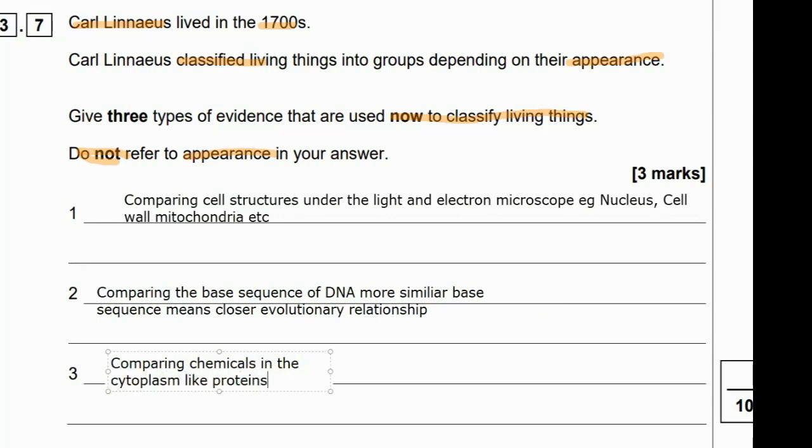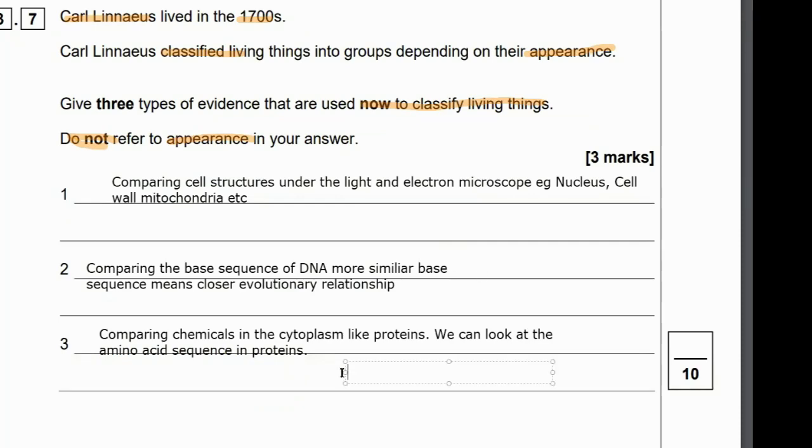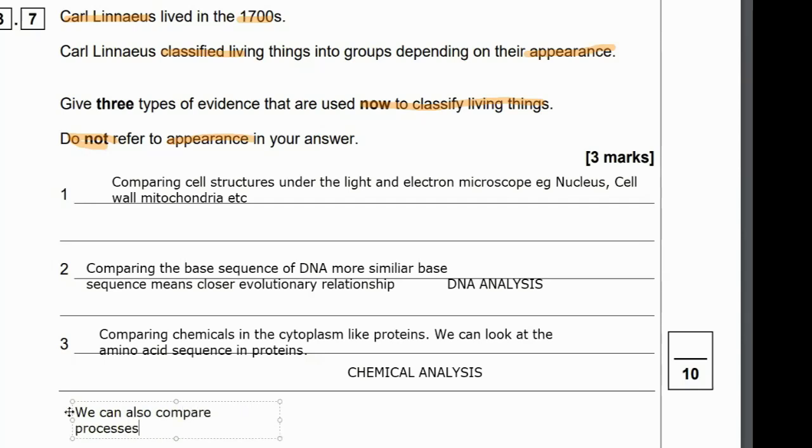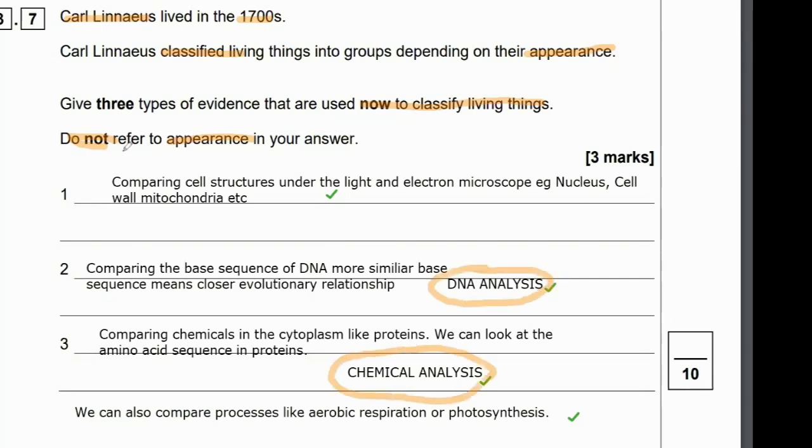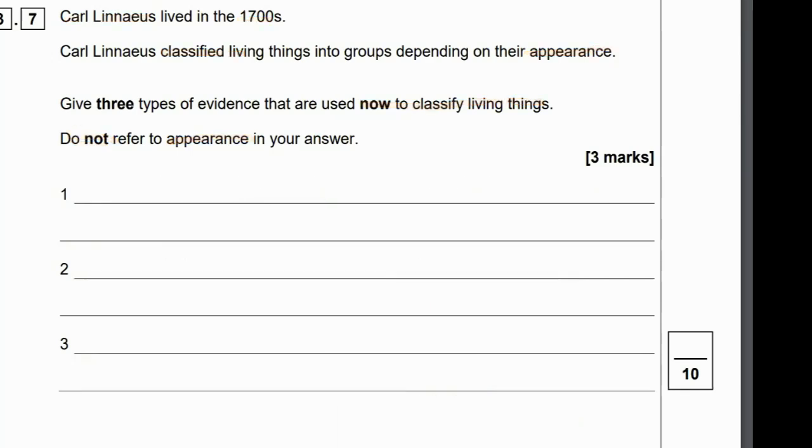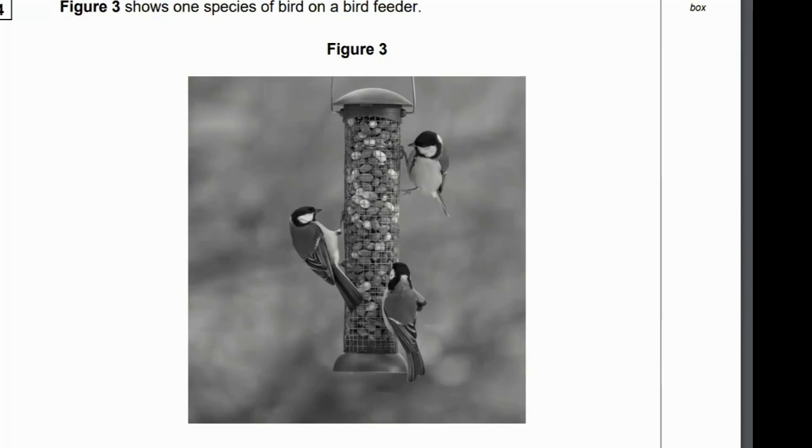We can look at chemicals floating in the cytoplasm, things like proteins, and we can look at the amino acid sequence of the proteins. We call this chemical analysis. We can also look at the processes that organisms do. For instance, plants do photosynthesis, but humans or animals don't do photosynthesis. So we can look at the types of processes like aerobic respiration. Some organisms do aerobic respiration, others only do anaerobic. So these are four different ways we can compare things without looking at the appearance.